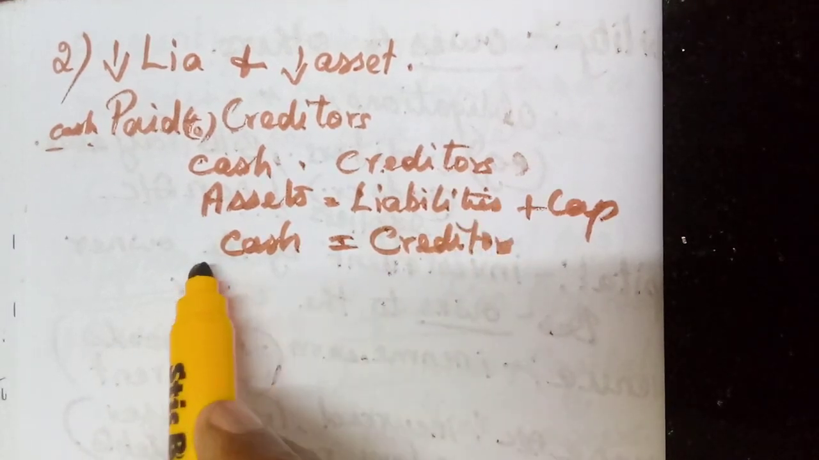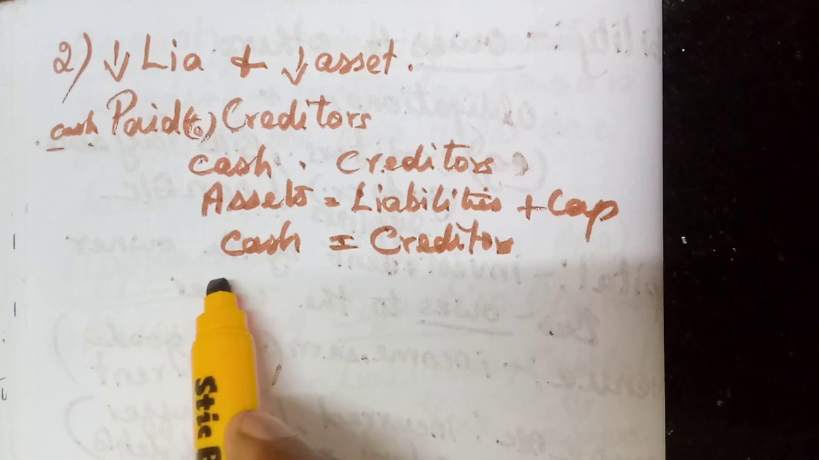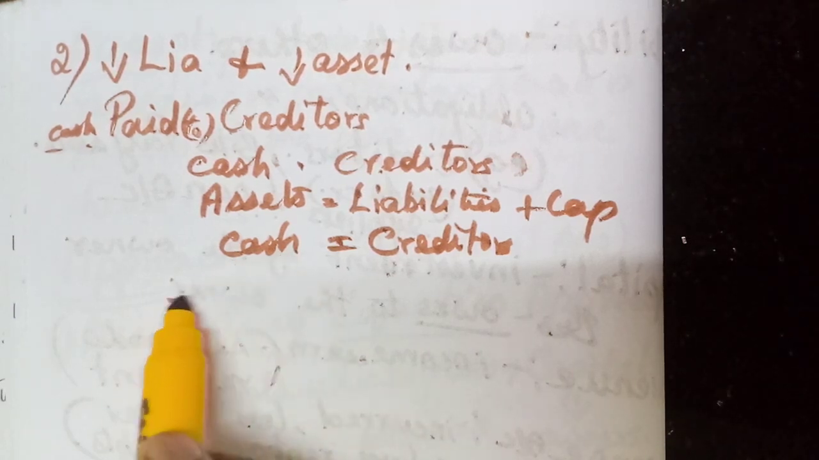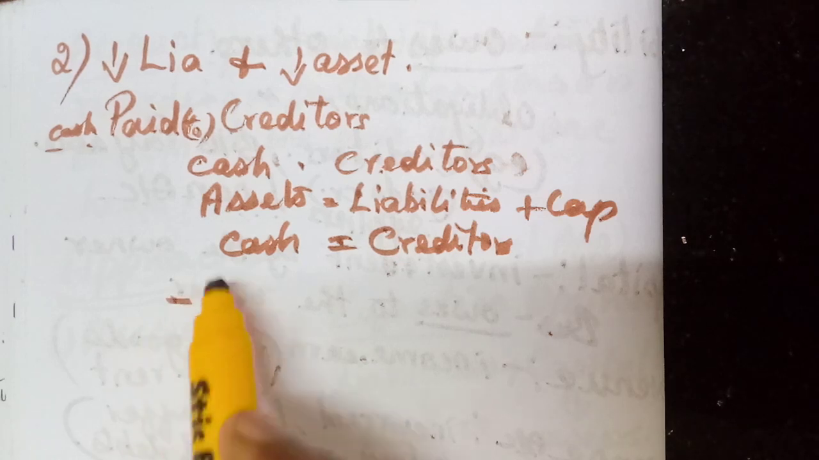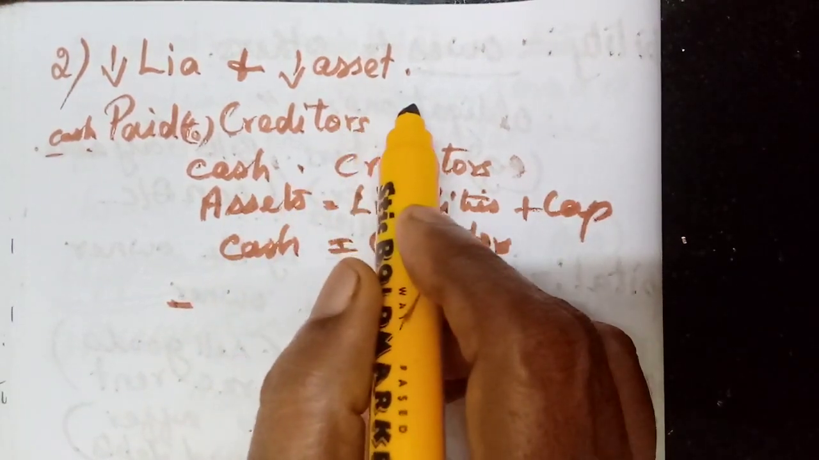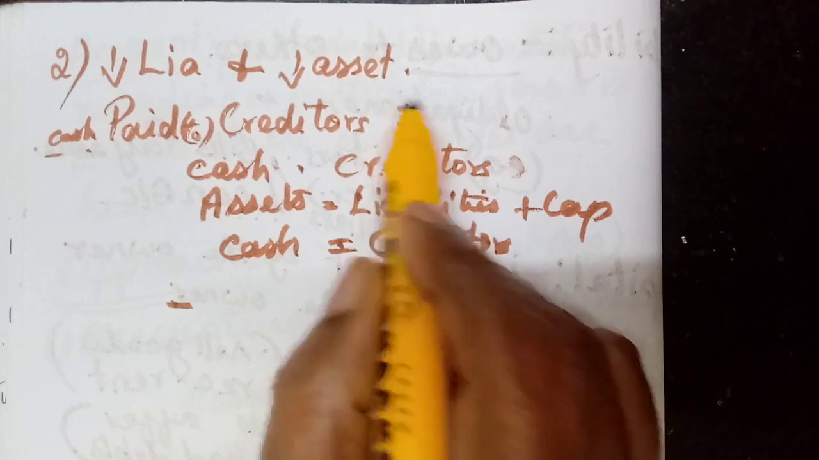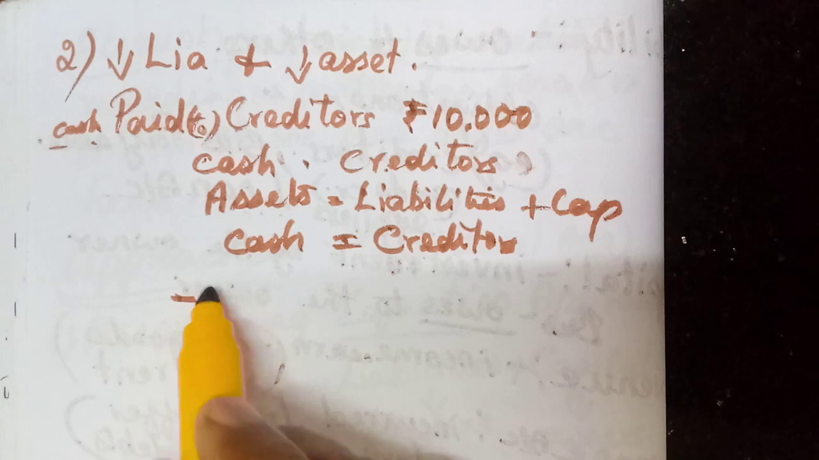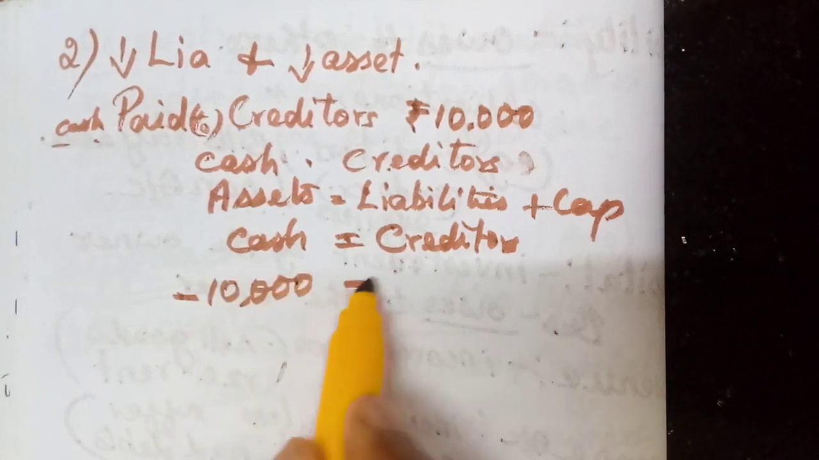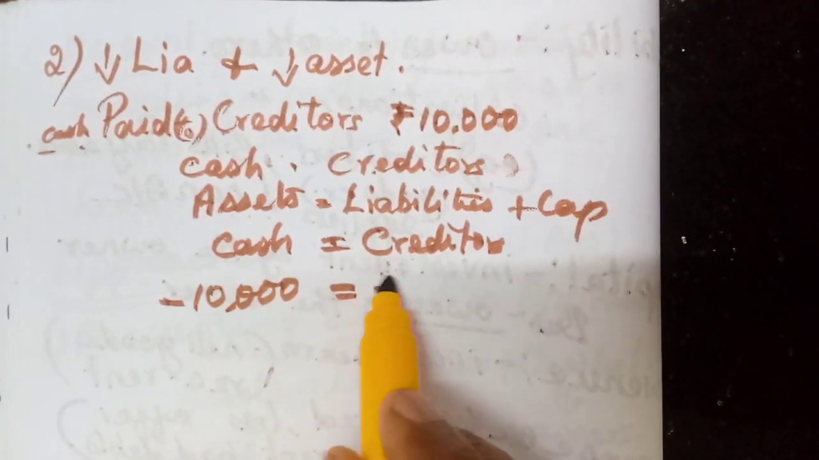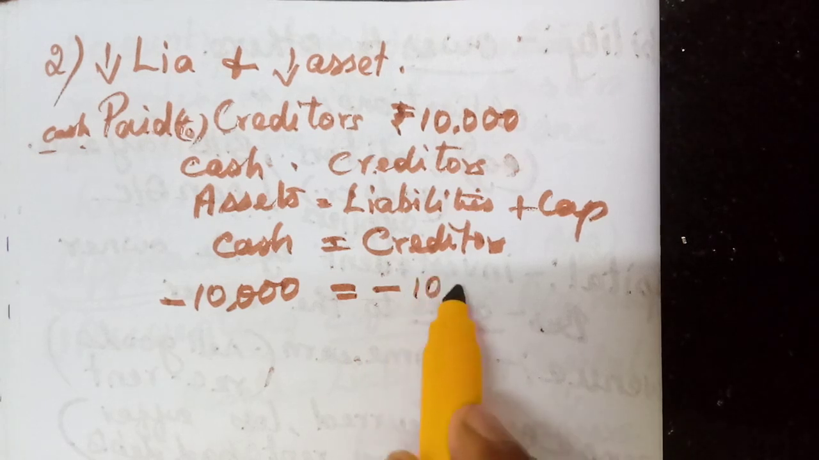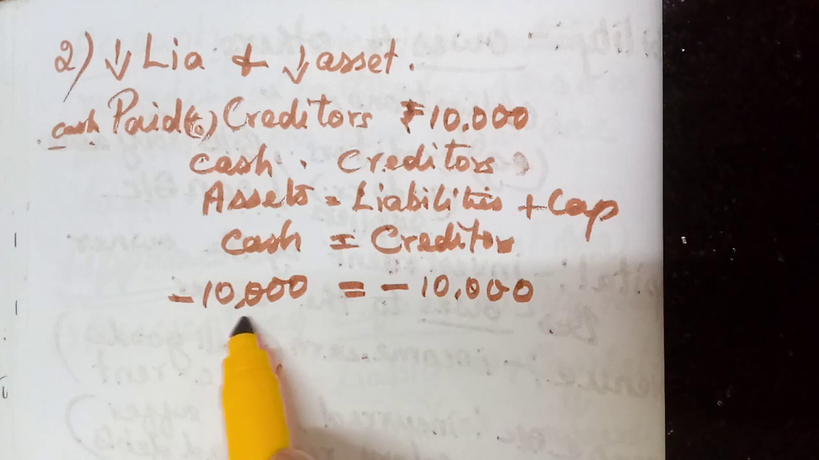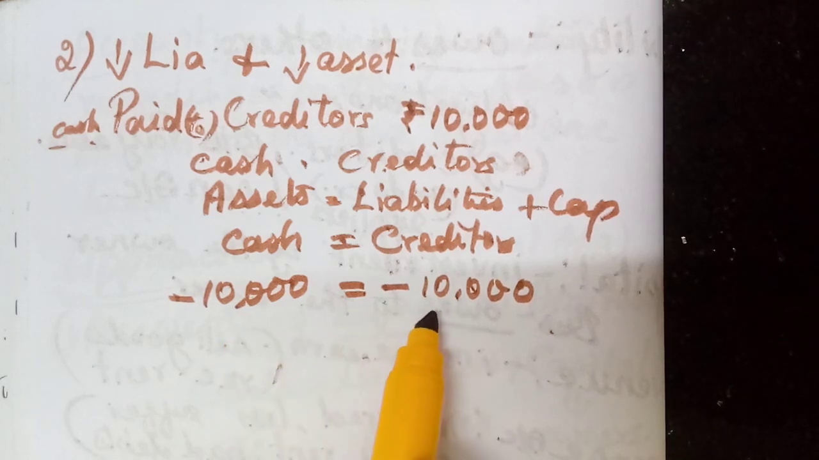So we need to add. Here we are paying cash. Okay, we are paying cash. So we should write minus the paid creditors amount is 10,000. Okay, so minus 10,000 equal to creditors also get reduced. So minus 10,000. Understood? It is reducing one liability and it is reducing one asset.